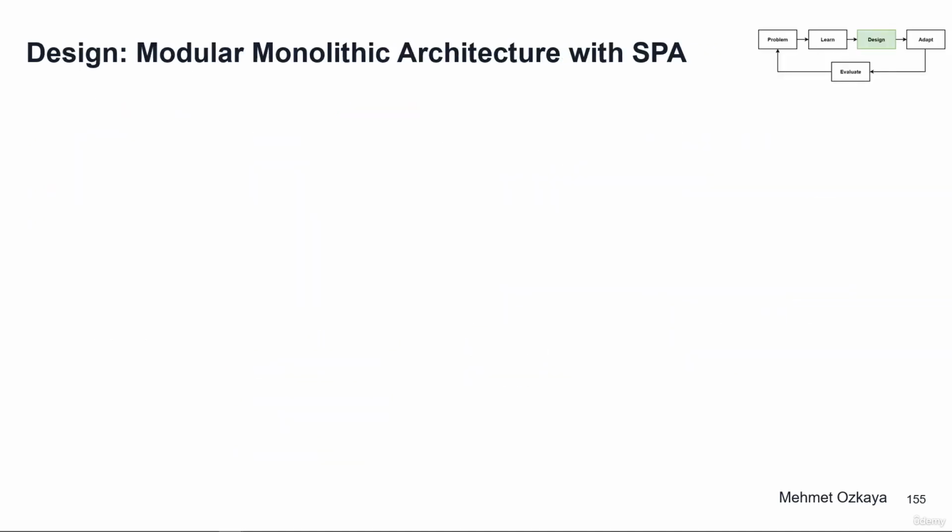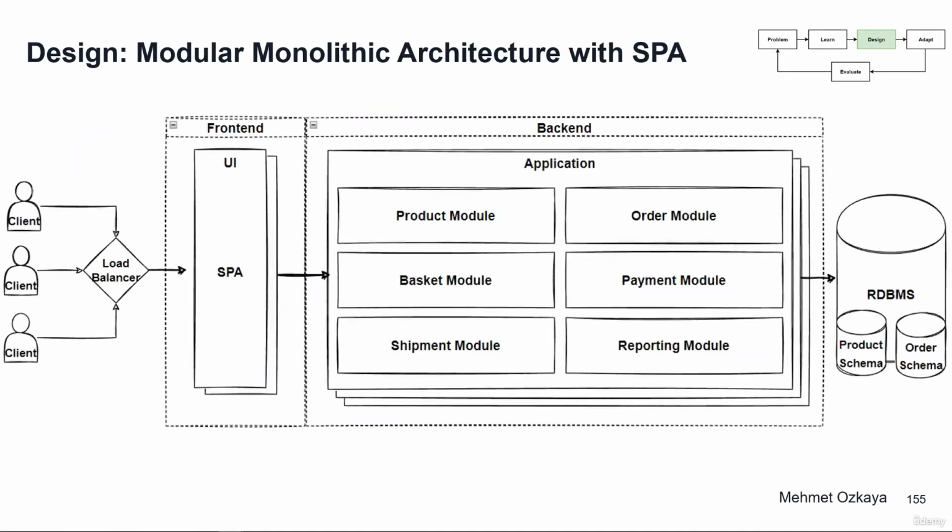So here you can see the final architecture design for our e-commerce application, which applies the modular monolithic architecture using single page applications for separated UI, front-end and back-end applications. You can see in here, this time we have front-end and back-end applications. We have two servers and we have applied the modular monolithic architecture. On the back-end side, you can see that these are the modules for the e-commerce application.